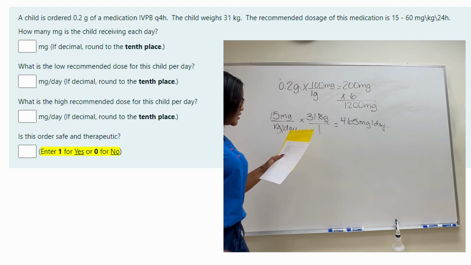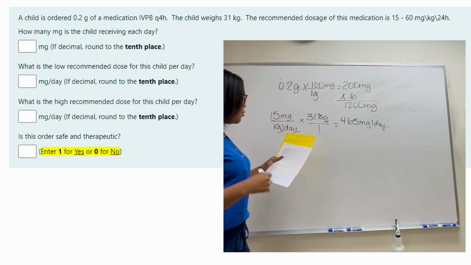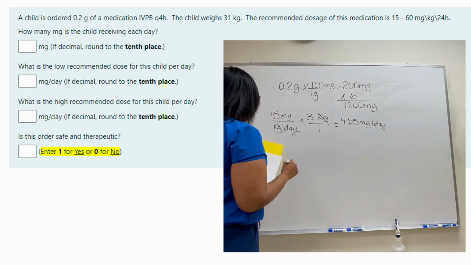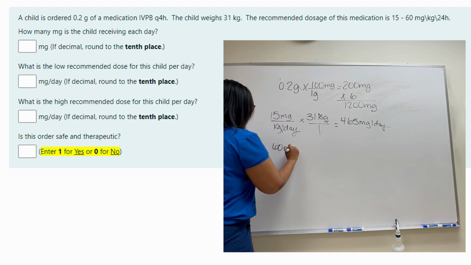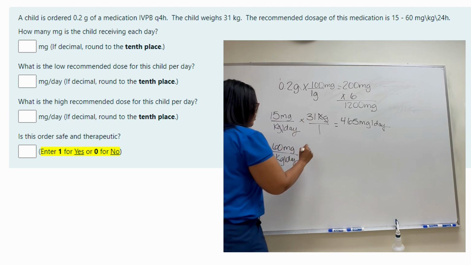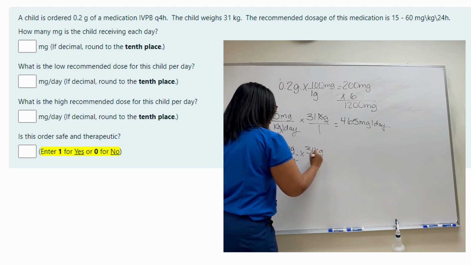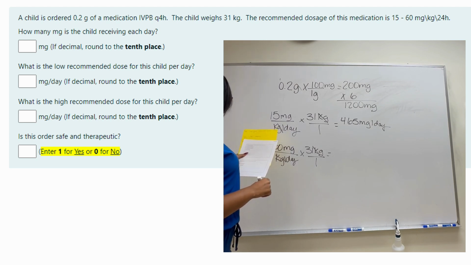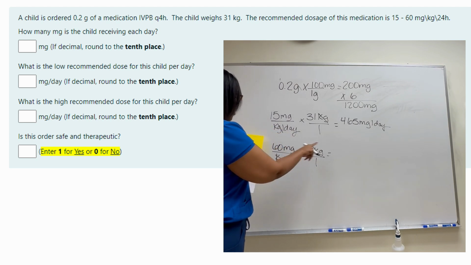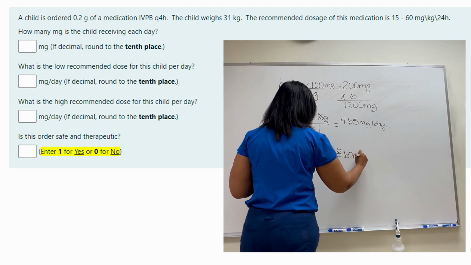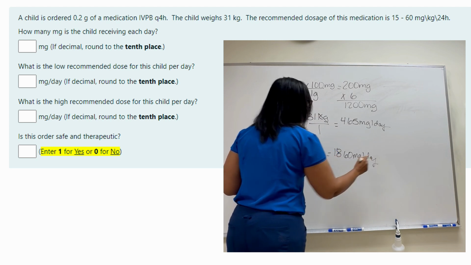All right, so the next part says, what is the high recommended dose? We go back to the problem, and it says that the highest that the child should be receiving is 60 mgs per kg a day. So 60 mgs, and we'll put kg day at the bottom, and we'll do it the same way we did above. We just take the child's weight of 31 kg and multiply it. The kgs cancel out, and we're left with mgs per day. You multiply straight across and then divide, and you're going to get 1860 mgs per day.